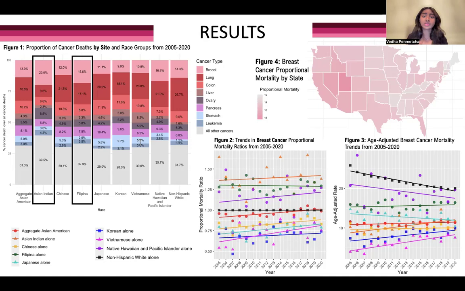And as for figure 3, this looks at age-adjusted mortality rates, and we see overall convergence, but still there's significant variation in trends. For example, the Japanese have a decreasing trend, whereas all other Asian American groups have an increasing trend. And figure 4 is a heat map that stratifies the data by state, and we see that Utah has the highest proportion of breast cancer deaths compared to all other states.